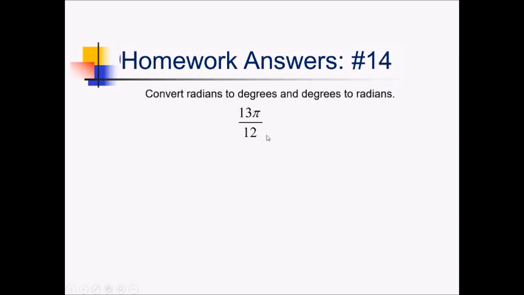For this one, we have something in radians, which we know because there's no degree symbol, and we want to convert it to degrees. So we're going to multiply this by 180 over pi. So the pi's are going to cancel. And then it helps if you know your factors of 180. 180 divided by 12, that actually gives us 15. So now we just have to multiply 13 by 15.